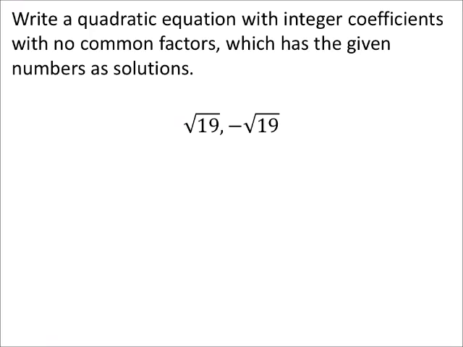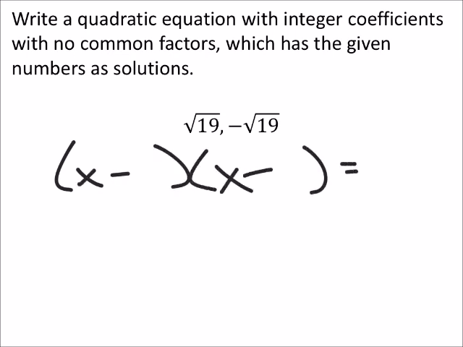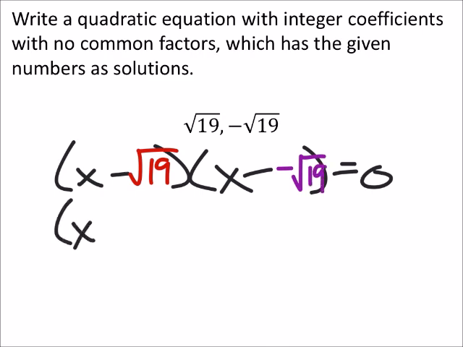Here's what's great on this one is that we have two answers that are the opposites of each other, which means these are going to set up really good. So I've got x minus and then x minus something else. This will equal 0. And my first value is the square root of 19. The second value is the negative square root of 19, which means I'm just going to rewrite these.